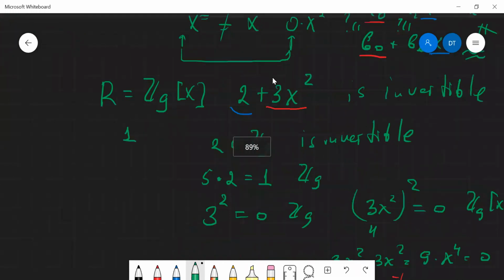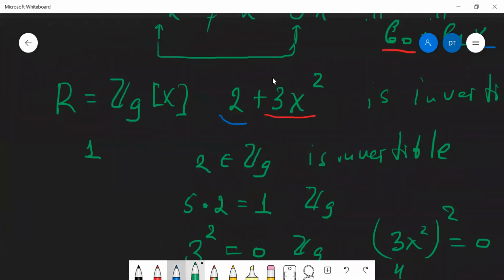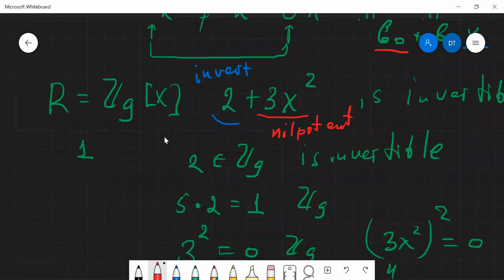Okay. So let me write it here. So this guy is invertible, and this guy is nilpotent. So you see, there is this weird ring where you have a polynomial of a positive degree, but it's still invertible. So it may happen.